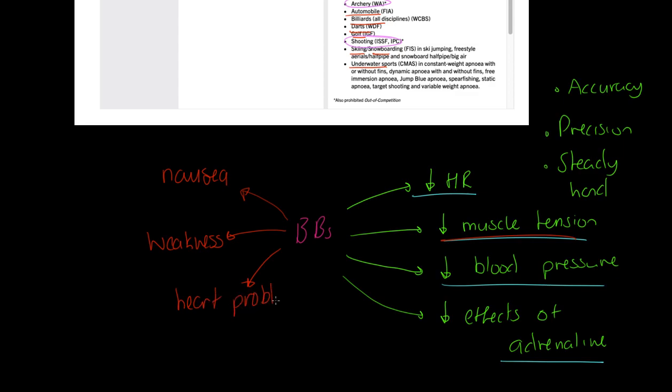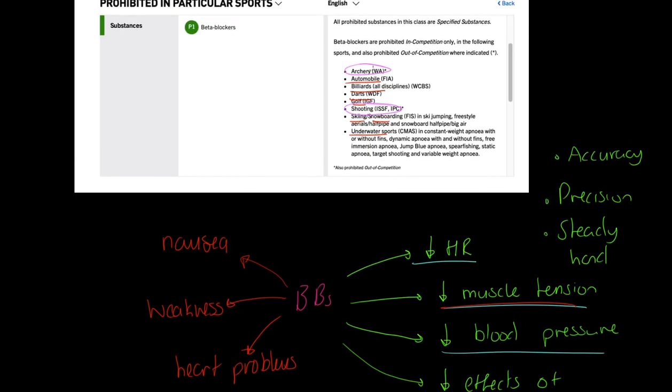But can you see now why, for example, an archer would want to potentially use a beta blocker? Steady hand, more accurate, more precise, control your nerves, etc. Let me put this in here, actually, in green. Control nerves, control arousal. I think that's a really nice way to put that, isn't it? Control arousal, control nerves. So can you see, for example, why a pistol shooter might benefit from this?